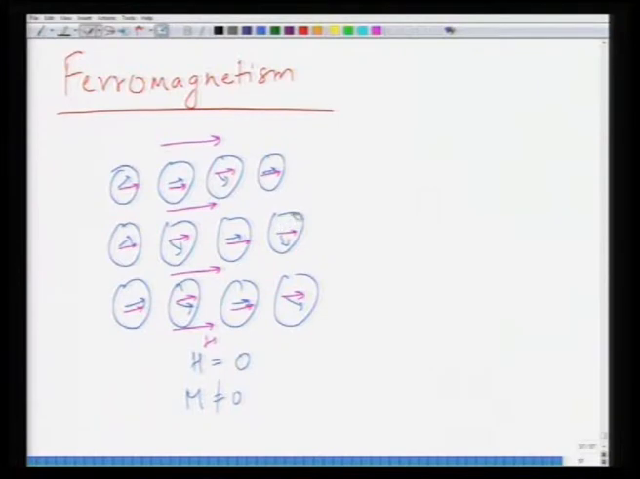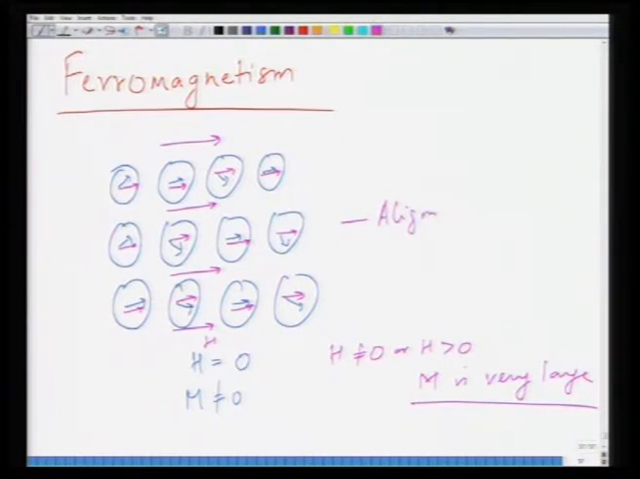I think two moments have been drawn here, so that should be corrected. So, the picture now is, when H is not equal to 0, or H is greater than 0, then M is very large as well, because all the moments align themselves in the direction of the applied field. So, this state, this color says alignment of atomic magnetic dipole.